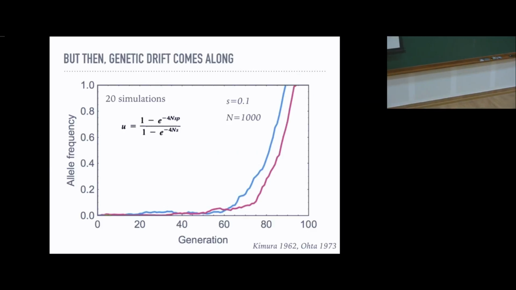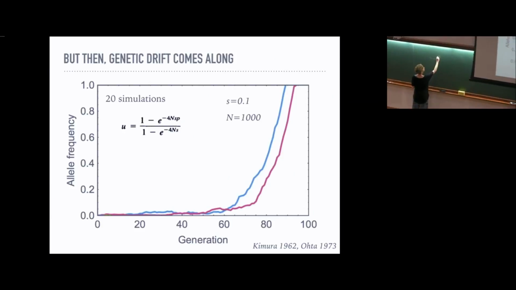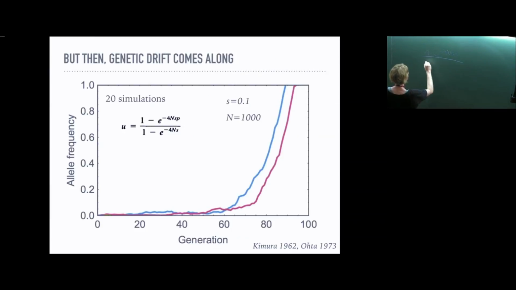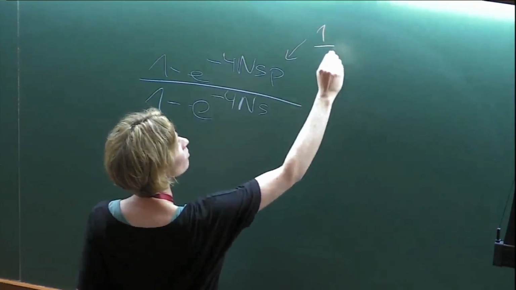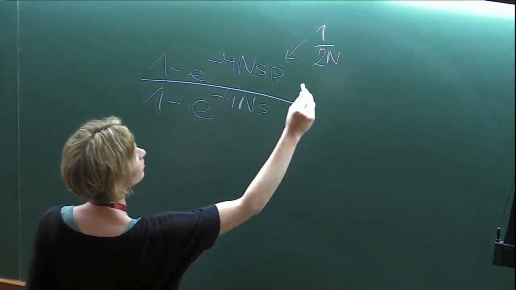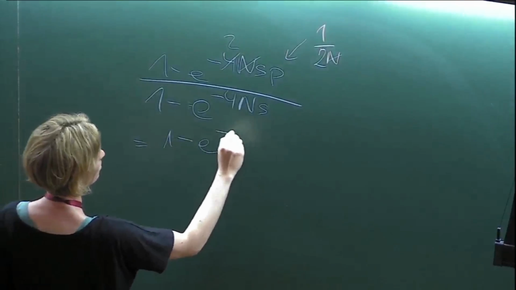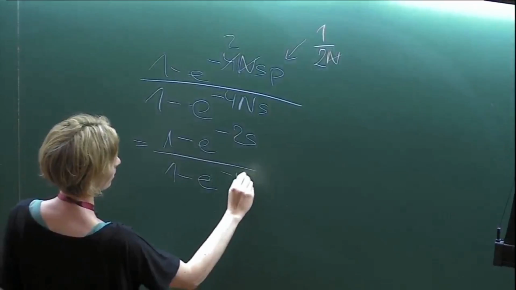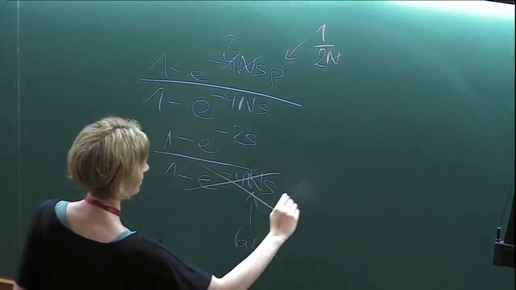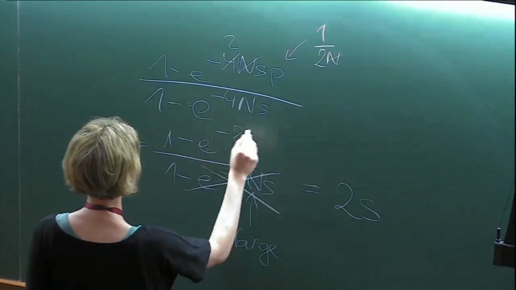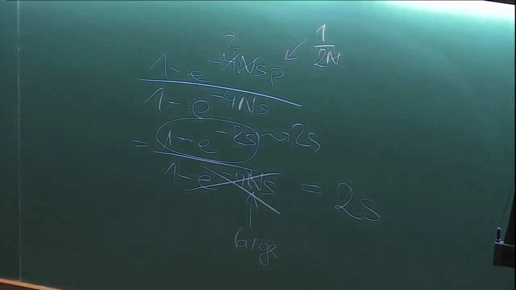So actually, if you want to, I can write it down here. So in a large population, divided by 1 to the -4. Okay, so if we introduce that we want to have one copy of the mutation at the very beginning, then we can get rid of this here. And so what we get is 1 minus e to the minus 2s divided by 1 minus e to the minus 4Ns. And now if we assume that this here is large, then we can just get rid of this. And so what comes out is that this here is roughly 2s. And so the fixation probability of this allele will be just twice the selection coefficient.